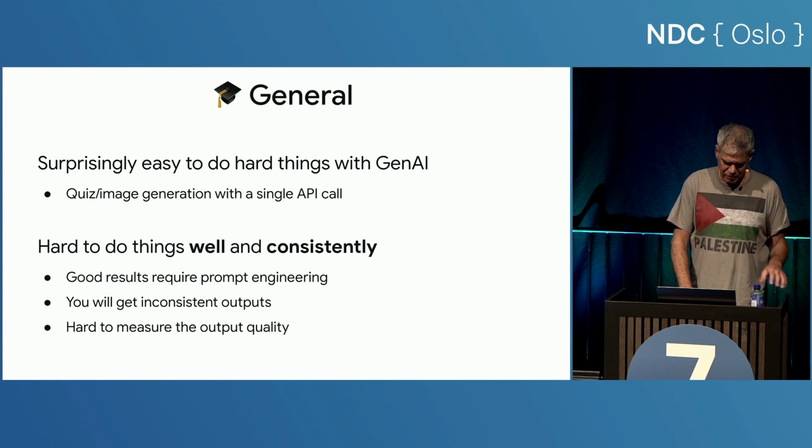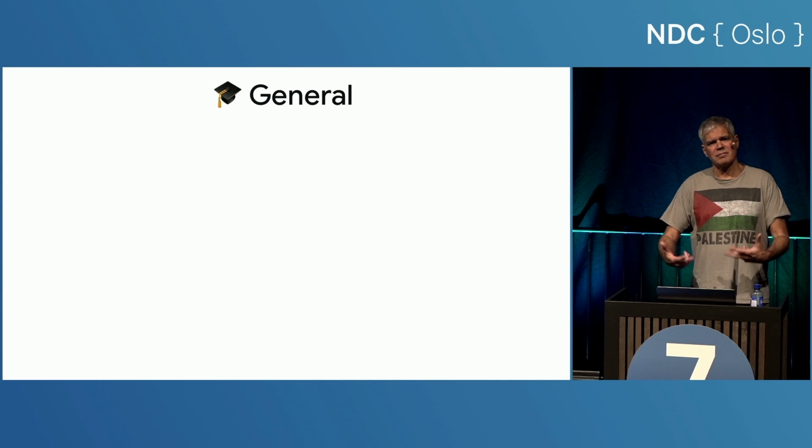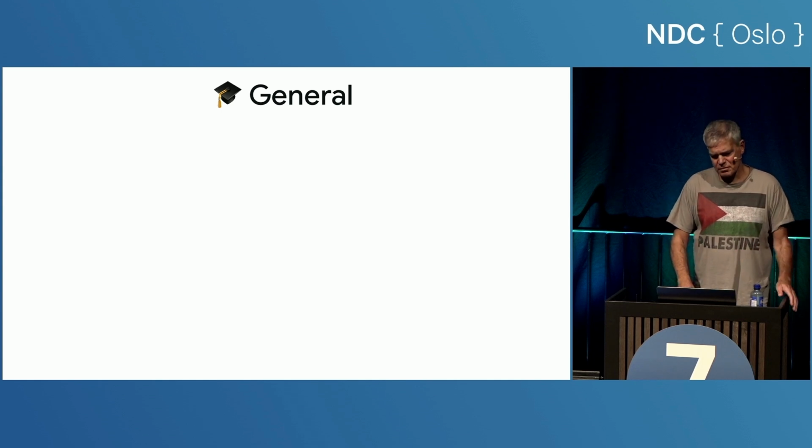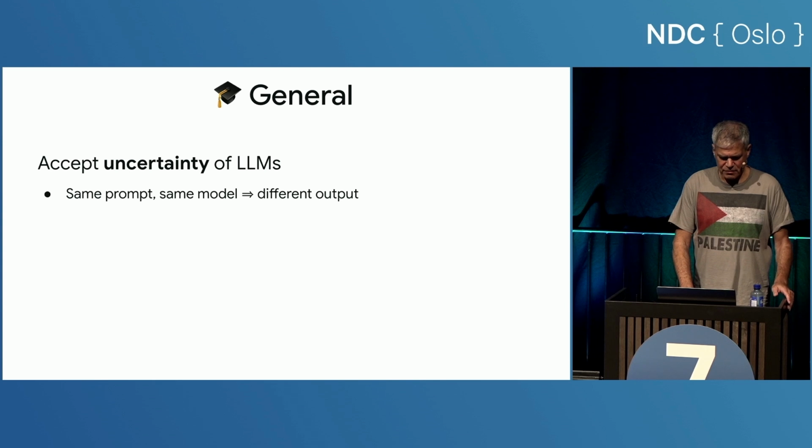The other hard part we've already mentioned is that it's hard to measure the output quality. By the way, it's easy for a human being to measure the output quality, but that's not good enough, right? We need automation and engineering practices, so we're going to talk more about how we're doing that. Accept the uncertainty of an LLM.